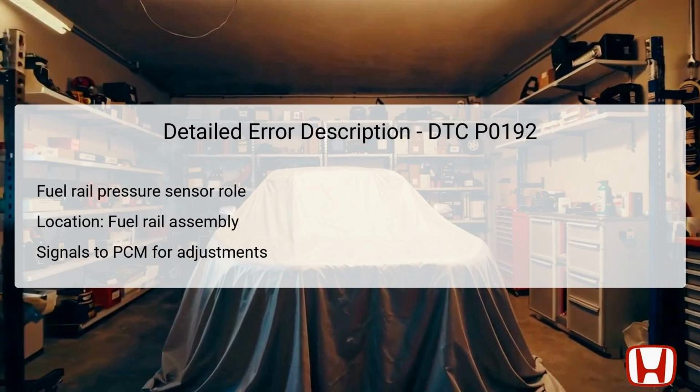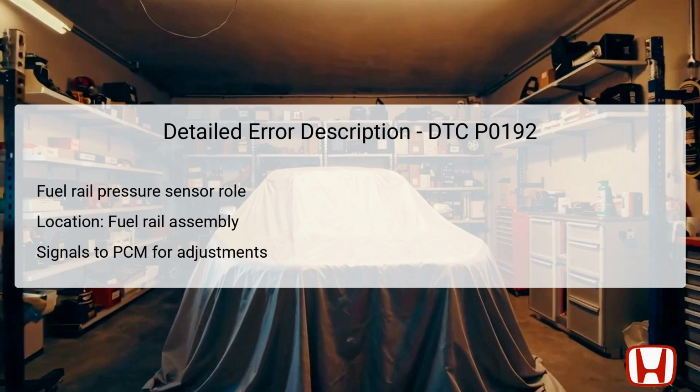The fuel rail pressure sensor is an essential component of the Honda Accord's fuel delivery system, and its primary role is to monitor the fuel pressure within the fuel rail. It is positioned directly in the fuel rail assembly, where it can effectively sense the pressure of the fuel that is being delivered to the engine.